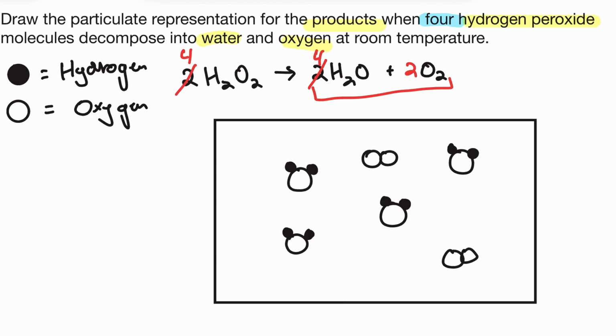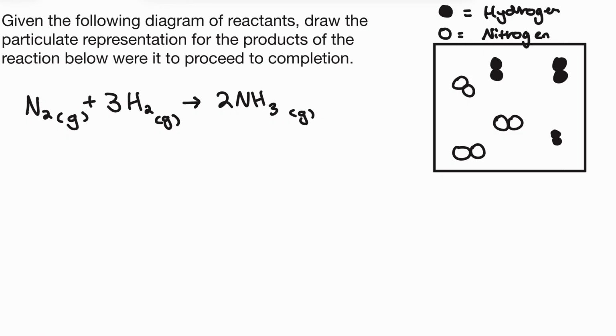And so as you can probably tell by now, drawing these molecules is not an inherently intensive or difficult process. All you have to pay close attention to is that you're keeping your stoichiometric ratios and drawing out the chemical reaction accurately. To finish off, let's answer the following question. Given the following diagram of reactants, draw the particulate representation for the products of the reaction were it to proceed to completion. Again, I'm just going to walk you through my thought process.